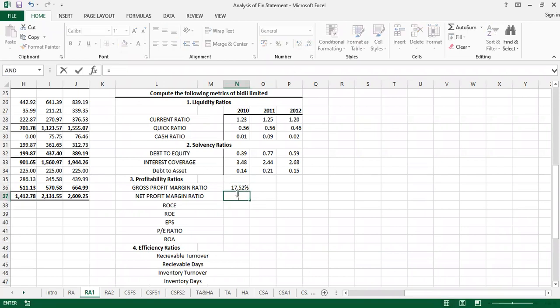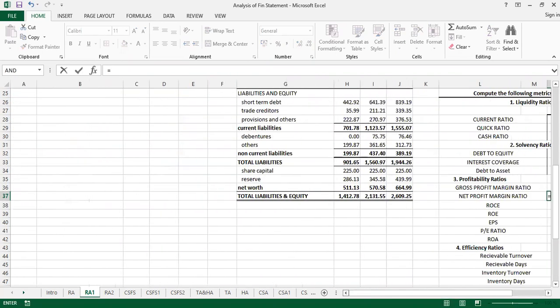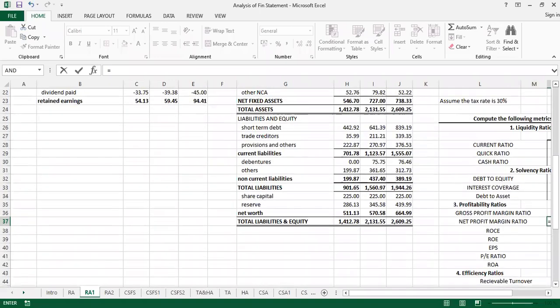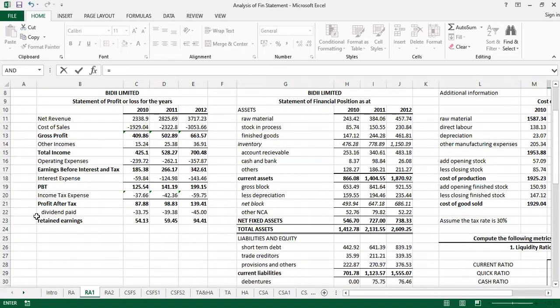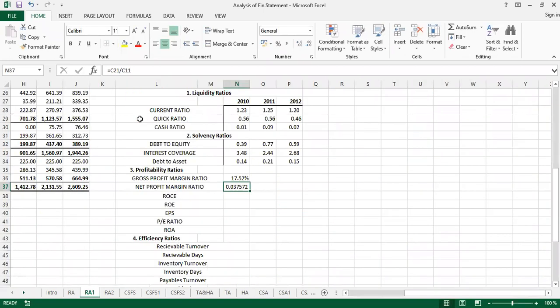We come to our net profit margin, then we just go to our net profit. Our net profit is here, profit after tax. We take that one, divide by our sales, isn't it? Control Enter. Actually here you don't need to lock, and also it's in percentage. Then I do 2 decimal places.